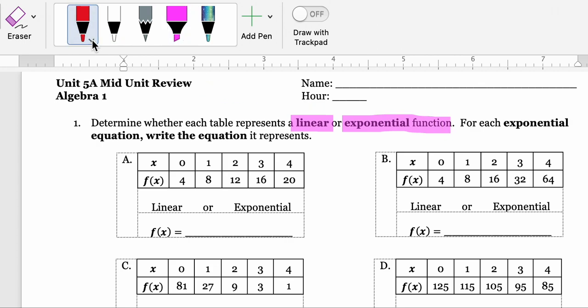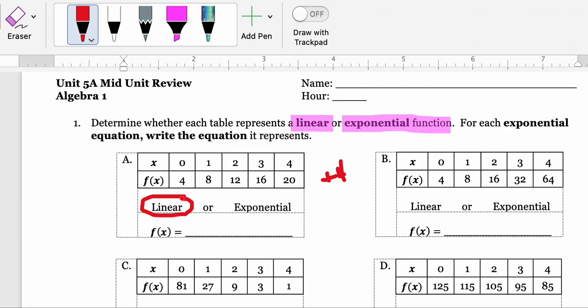All right, so let's take a look at our first table. And so we're going to look at the y values and see how the y values are moving. So we go from 4 to 8. So I know I can multiply by 2 to get to 8, and I can add 4. So I'm going to look at from 8 to 12. From 8 to 12, I could add 4, but I can't multiply by 2. So plus 4 is the rule here. And if I'm adding or subtracting, I know it is a linear function.